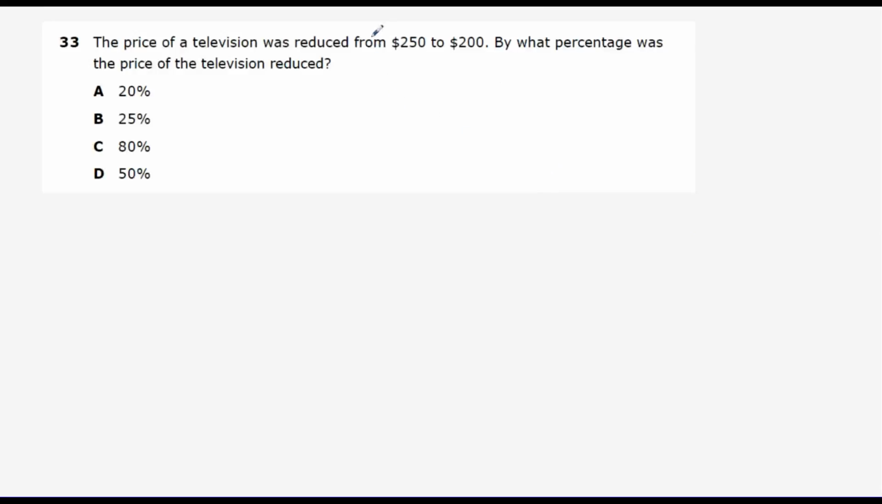Alright, 13. Price of a TV was reduced from $250 to $200. By what percentage was the price reduced? Okay. So again, anytime you see a percent problem, you can think, well, this is a proportion, and every percent proportion looks like some part compared to some whole thing. So the part we care about, what the question asks us, is how much was the price reduced by?